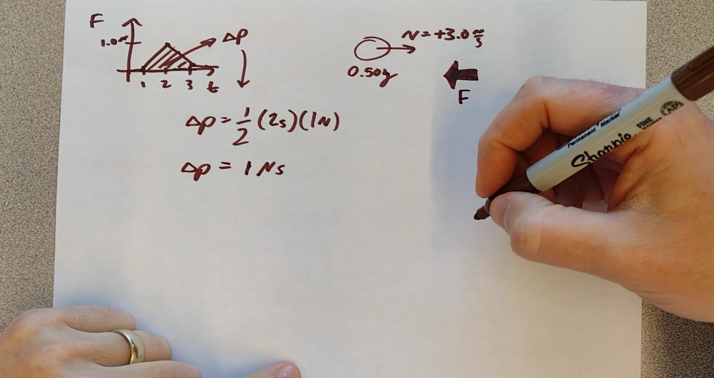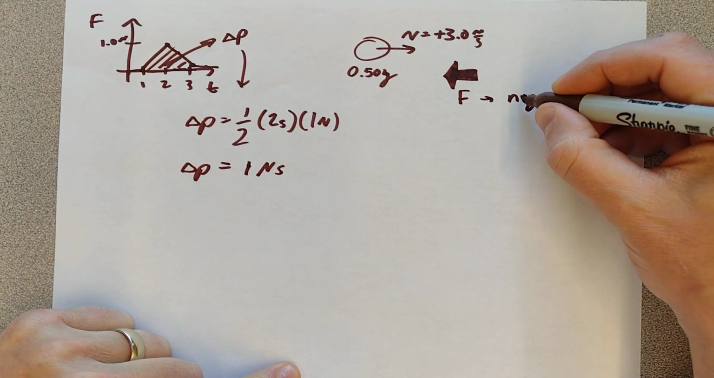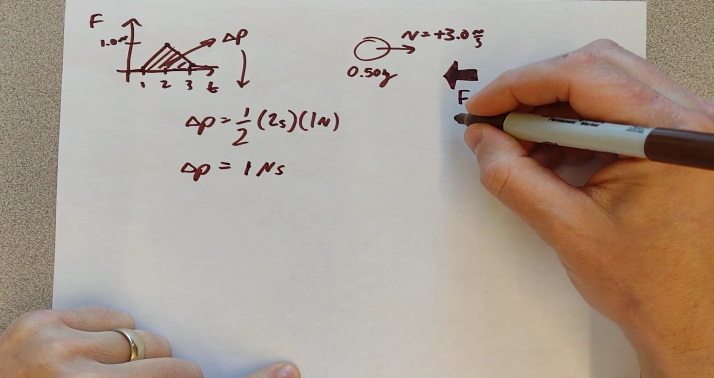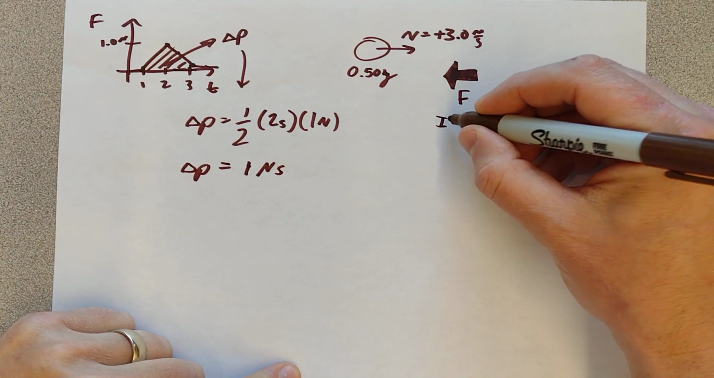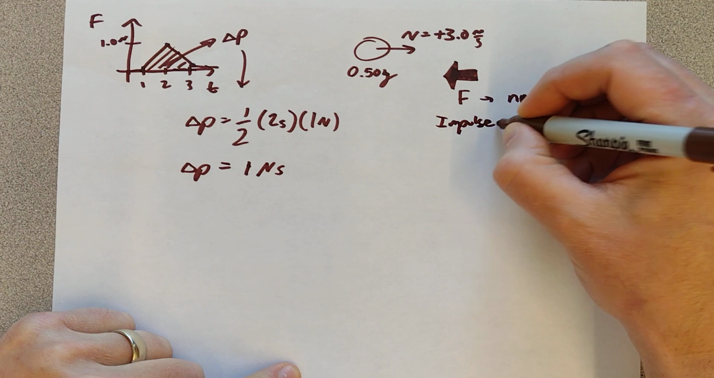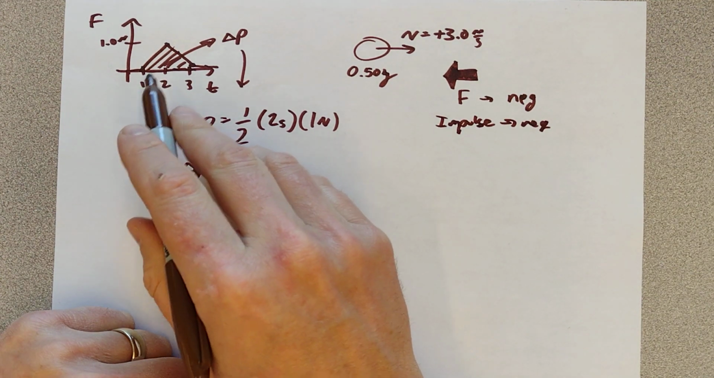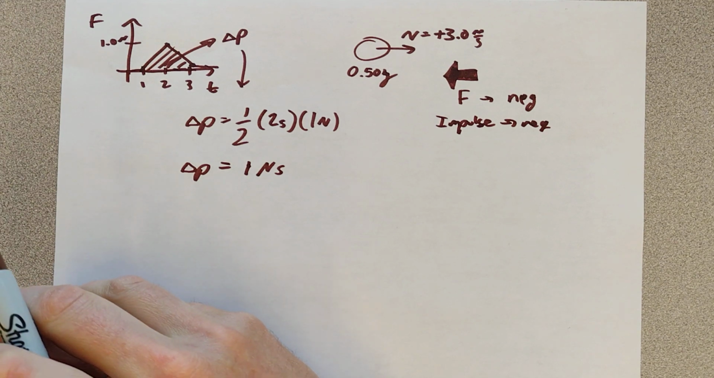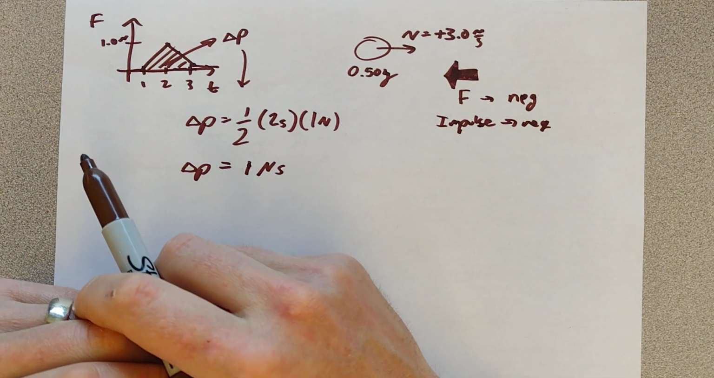Right? So that means the impulse is negative. The force is negative. Therefore, the impulse, which has a symbol of capital J that I don't like using, so I'll just write impulse, is also negative. When you're given these graphs, we're typically just given positive values. Well, that's the force that's applied to each object when they collide.